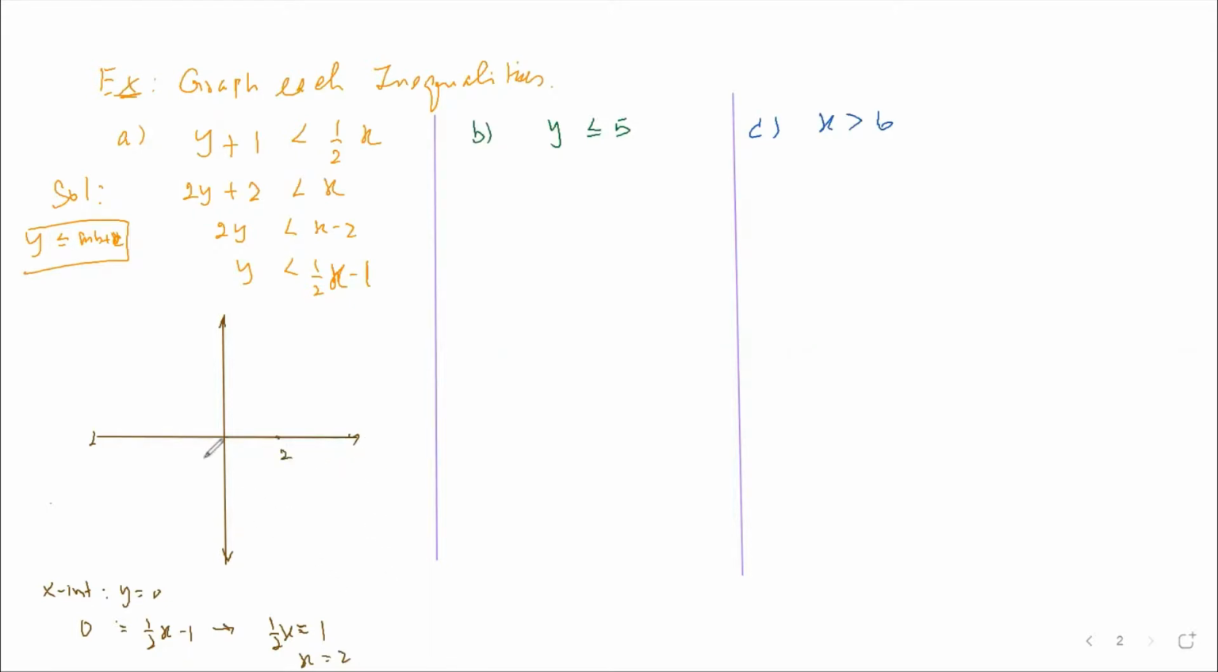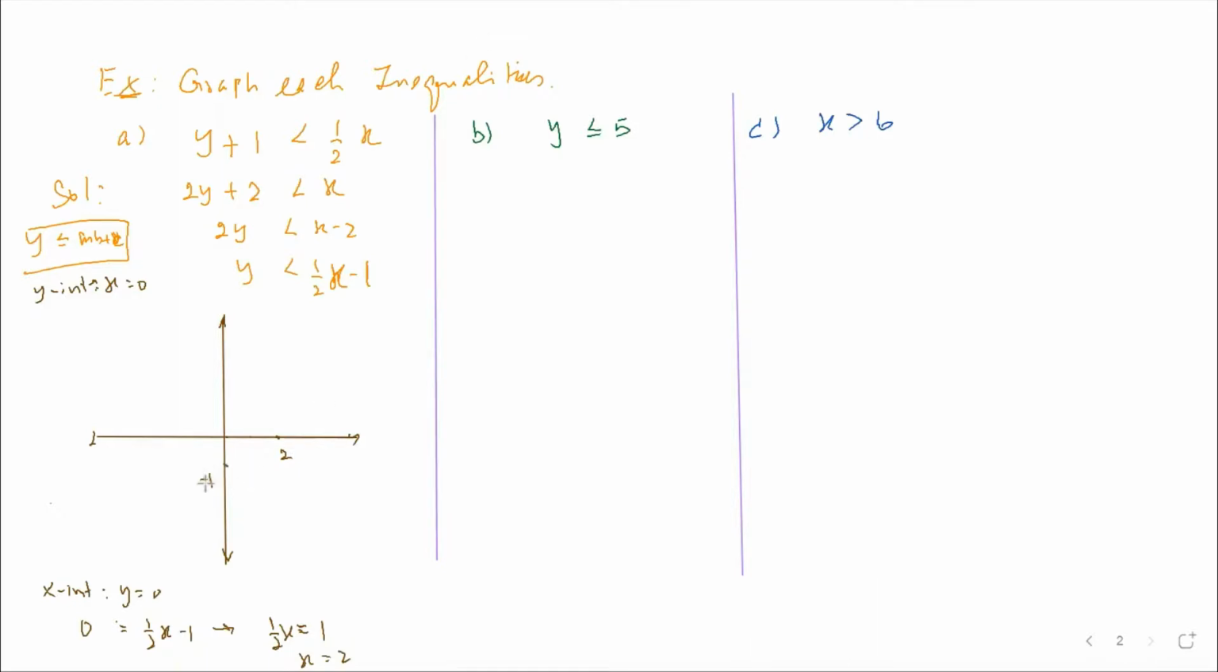Now for the y-intercept, x becomes 0. So replace this x with 0, and we have y equals -1. So -1 right here. Then you have the linear. It's enough, so you plot the straight line.